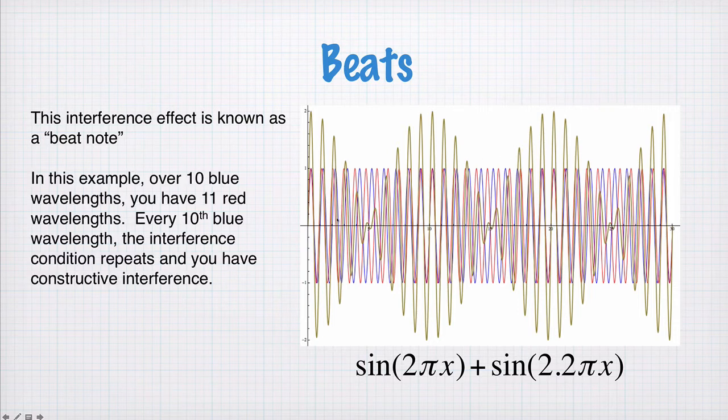In this example we have 10 blue wavelengths for every 11 red wavelengths. What that means is that every 10th blue wavelength the interference condition repeats and you'll get constructive interference. So if we counted along 10 blue wavelengths here, we start off with constructive, and over here we get constructive again. And in between you have destructive interference.